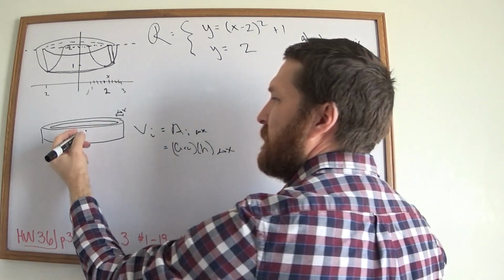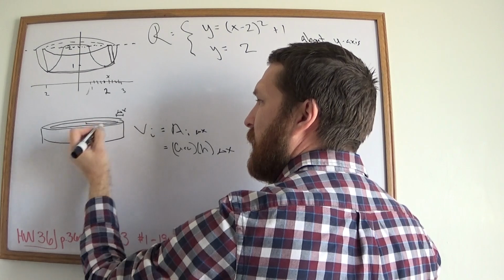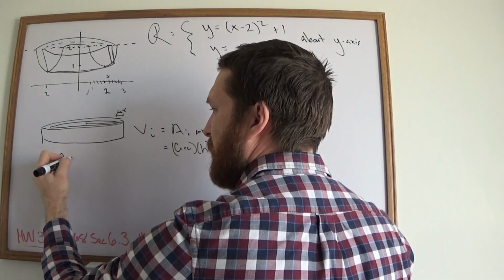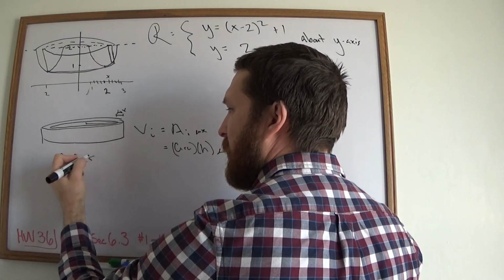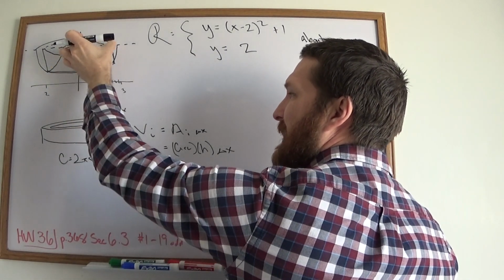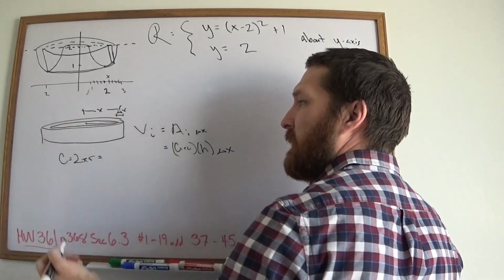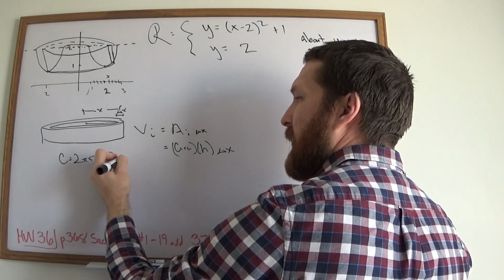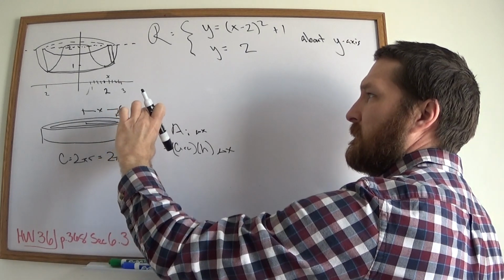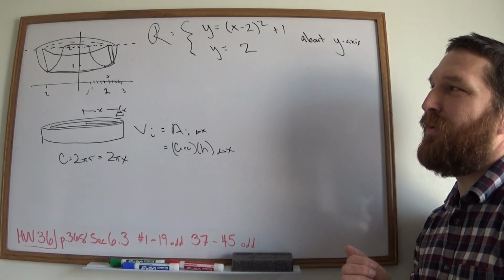What's the circumference of this circle? 2 pi r, and the r in this case is x, right there. So x is the total length right there. So 2 pi x. And what's the height? 2 minus 1. Good, right?